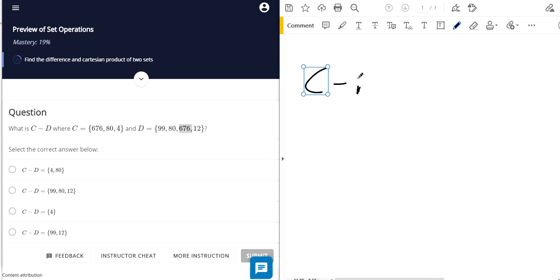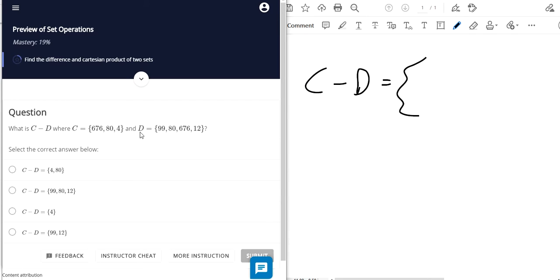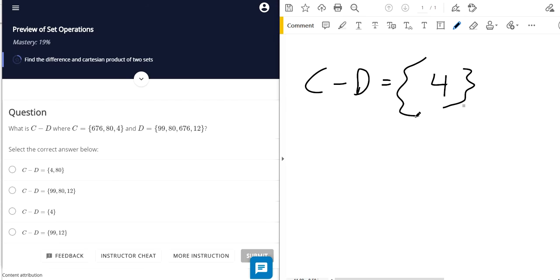So C subtract D is going to be right now nothing, because there's a 676 in set D, so that gets erased. Now 80 gets subtracted by 80, and then 4 doesn't have anything to subtract with it. So there's actually one element left when we perform the subtraction.